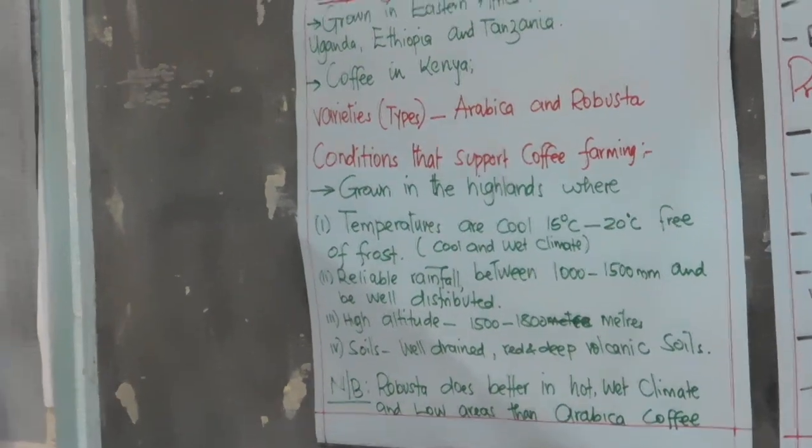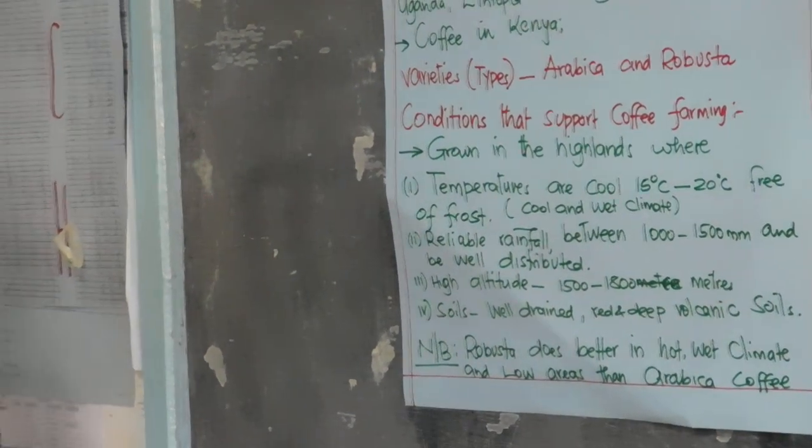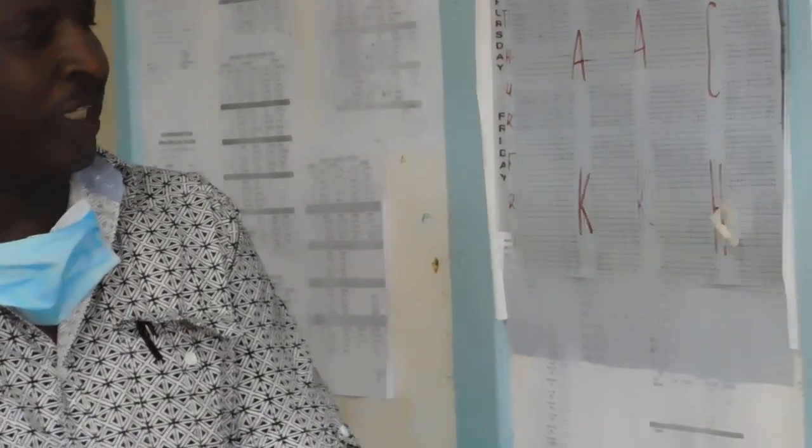Number one is that most of this coffee grows in highland areas. When we come to talk about growing, we look at 4 factors. Number one, we look at the soils, because crops grow on soils. Number 2, we look at the temperatures. Temperatures and rainfall form part of the climate of a place. And then we look at the altitude, or what we call the height above sea level.